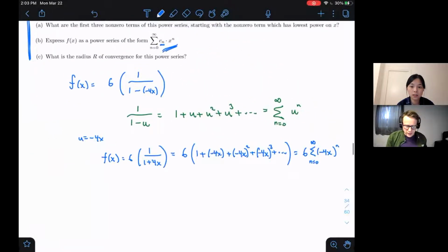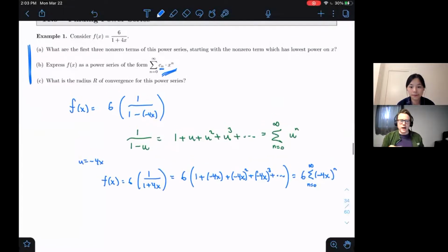Okay, so we can see that really for part A, we want the first 3 non-zero terms of this power series. This is going to be very useful because we have it all written out. And so I can just tell you what are the first 3 non-zero terms. And then for part B, that's where we're interested in maybe the sigma notation. So each one of these has a use. And then, of course, we'll talk about the radius of convergence here.